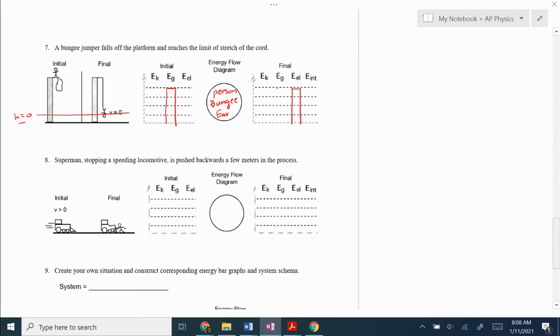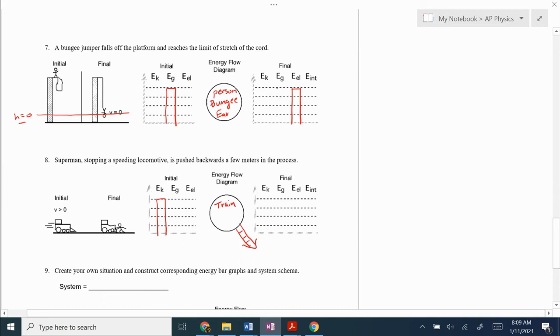So in this last one, we have a train here. The train is moving very fast, so obviously the train is in the system. And basically Superman stopping the locomotive is pushed backwards a few meters. So what I would do in this case is put only the train in the system, and obviously it starts out with quite a bit of kinetic energy. If that's the only thing I put in the system, I don't need to worry too much about where it goes.